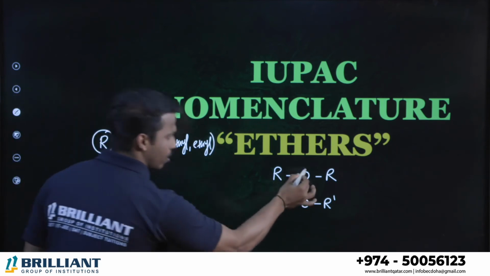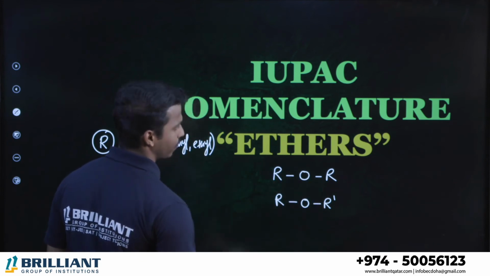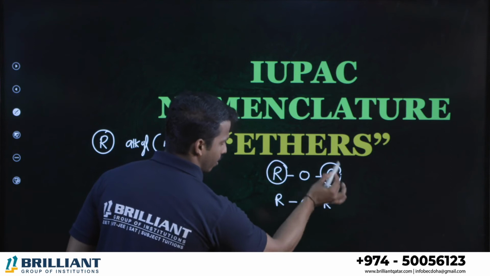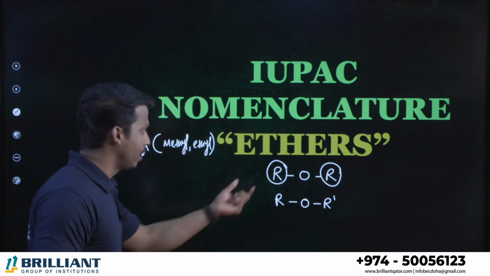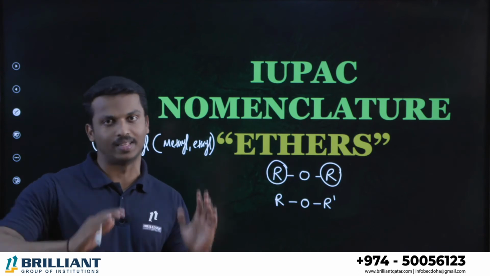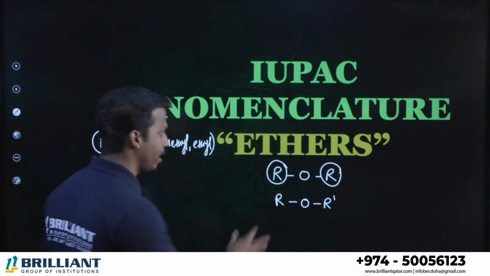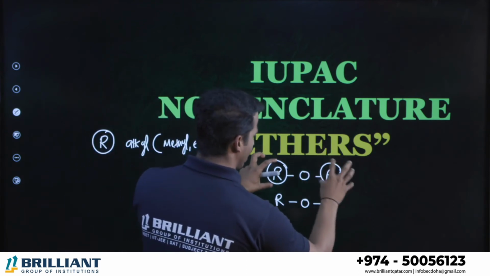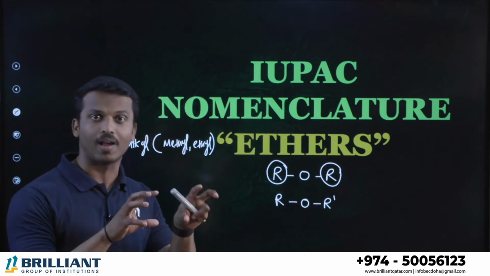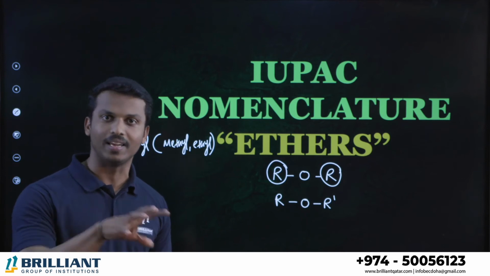Clear all? Methyl, ethyl, etc. And this oxygen is there at the center, maybe symmetrical. This R and R both are the same, right? If it is methyl, it is methyl. So this is called a symmetrical ether, which means on the oxygen atom, left and right are connected by the same alkyl group. The same alkyl group is called a symmetric ether.